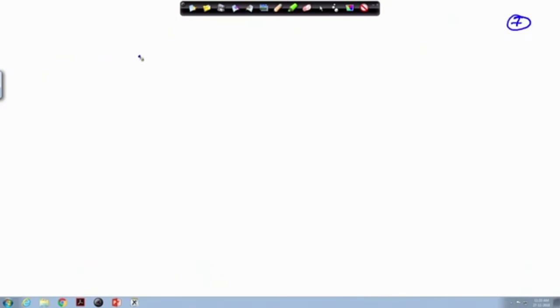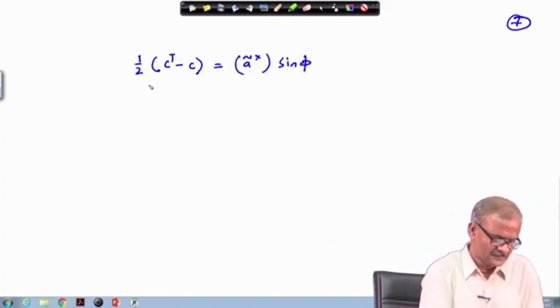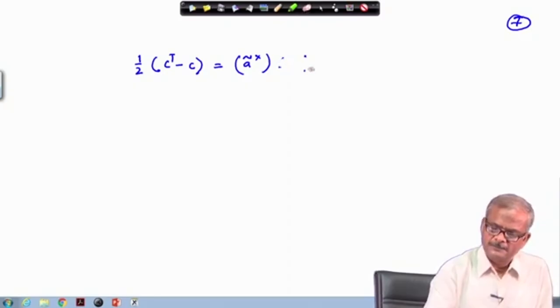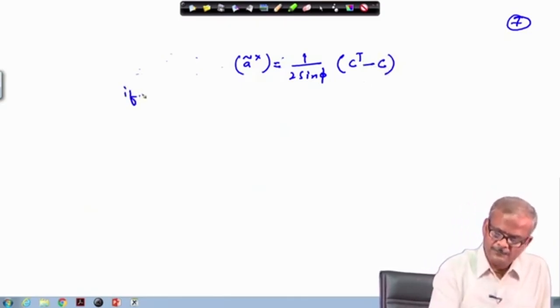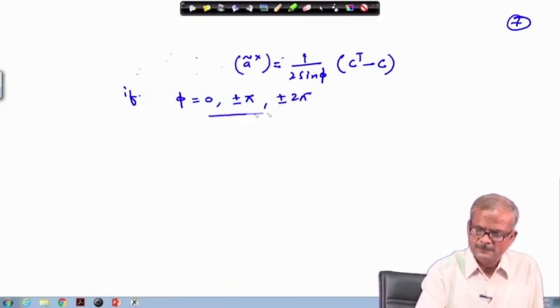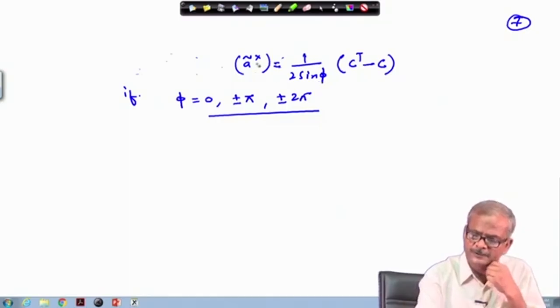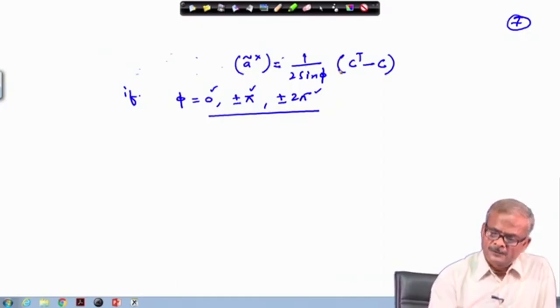So, we have here 1 by 2 (C transpose minus C), which we are writing as A tilde cross sin phi, or either we can write sin phi on the other side. So, A tilde cross equals 1 by 2 sin phi times (C transpose minus C). Now, if phi equals 0 or plus minus pi or plus minus 2 pi, we can see that sin phi reduces to 0 and therefore A tilde cross is not defined. So, this is a problem: for these values we face a certain difficulty. So, let us explore it.